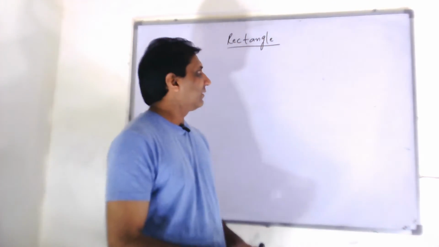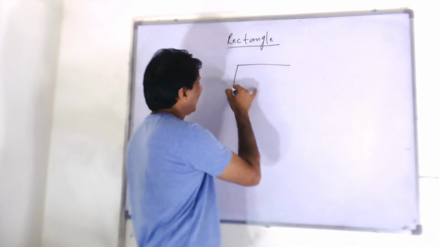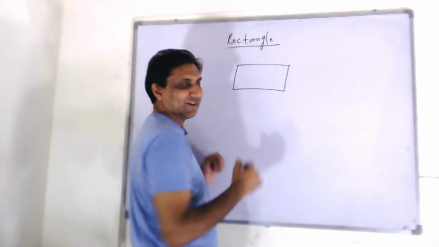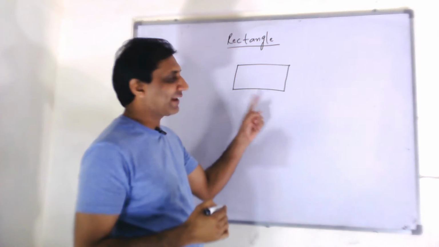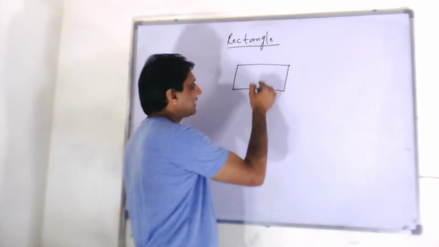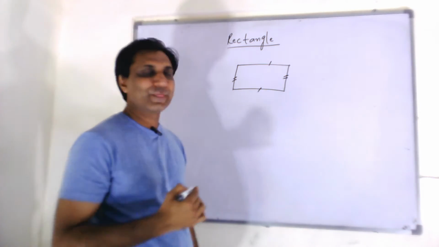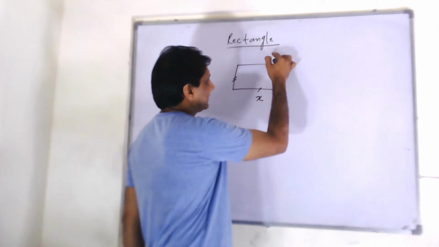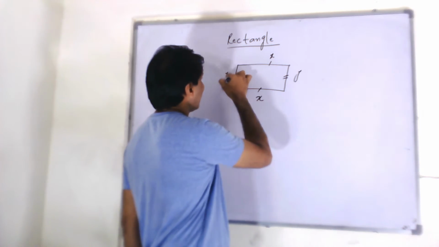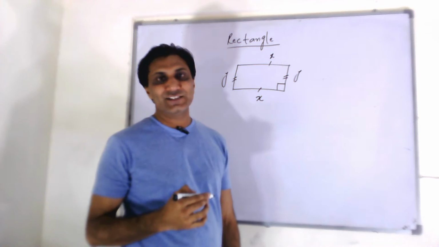A rectangle is similar to a square. A square has 4 equal sides and right angles, but a rectangle has 2 pairs of equal sides. Opposite sides are equal. These 2 sides are equal and these 2 sides are equal. So if this is x, this is x, and this is y, this is y, and there is a right angle. If there isn't any right angle, then this is not a rectangle.